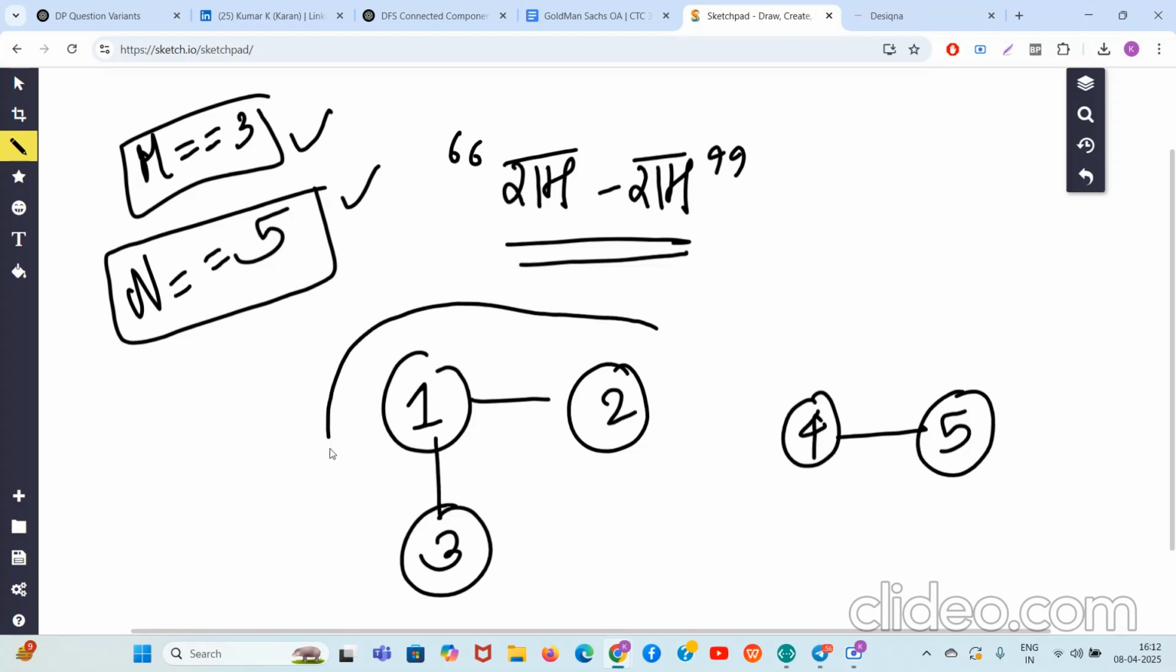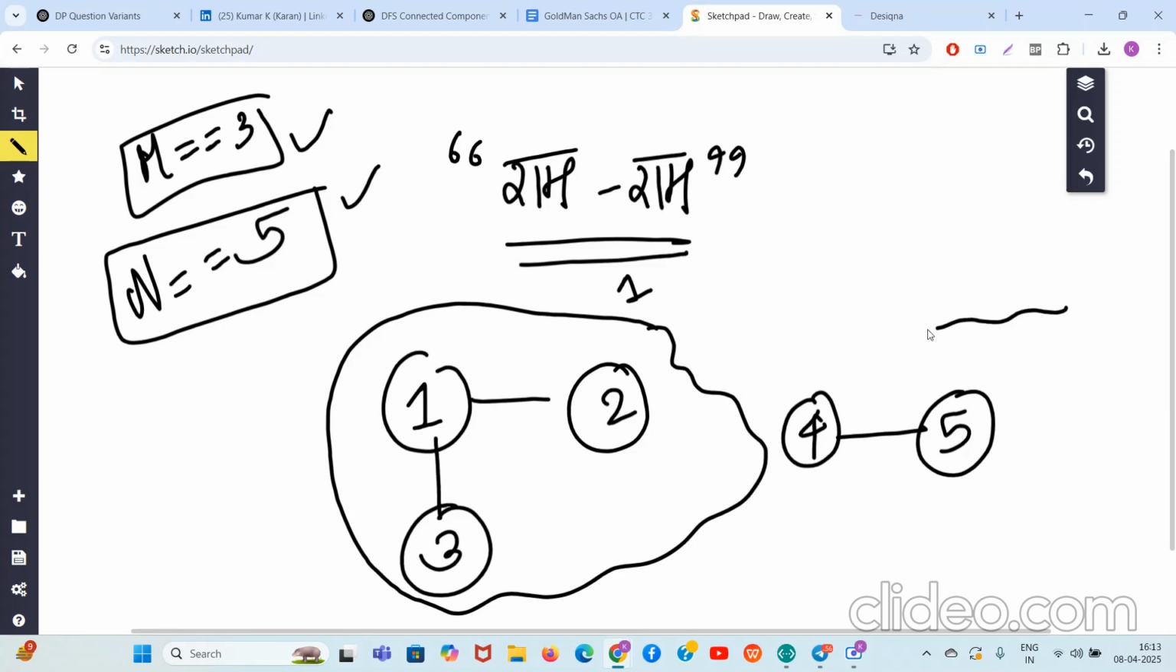See, this graph is fully connected. This is the first connected component, and this graph is also fully connected. So this is the second connected component. So I love you, student. The thing is that there are two connected components in this graph.